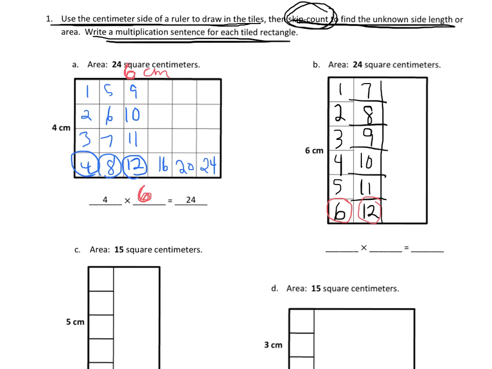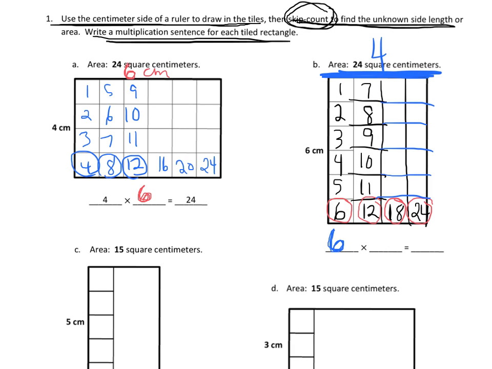6, 12, 18 is going to be at the bottom down here. And then 24 is going to be at the bottom right here. So I'm not going to fill in the rest, although I could real quick if I wanted to. It would look like this. So we know that one side length is 6 centimeters. Our other side length, which is this one going across, is 4 centimeters. So I'm going to put a 4 down here, and we have an area of 24.